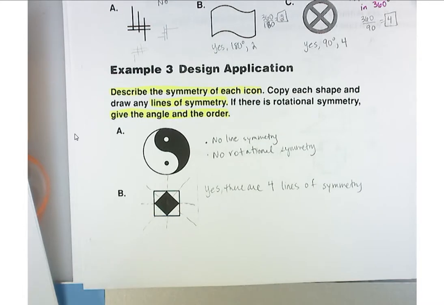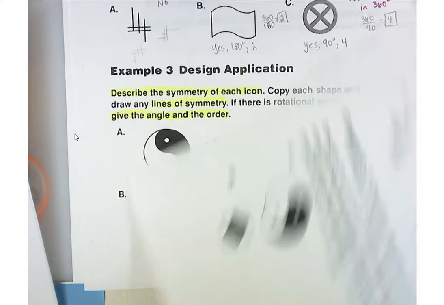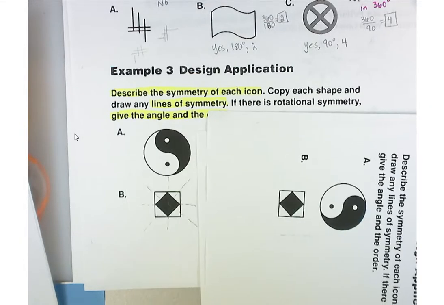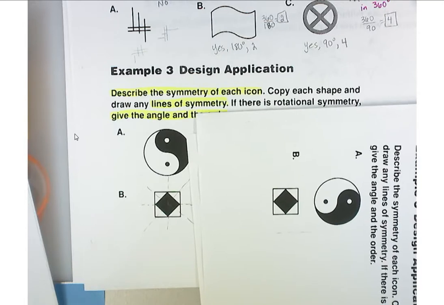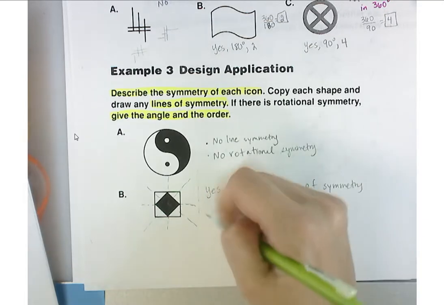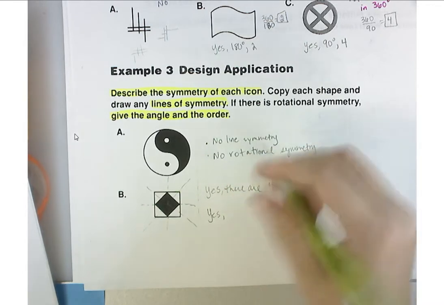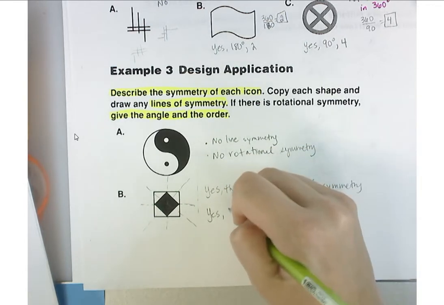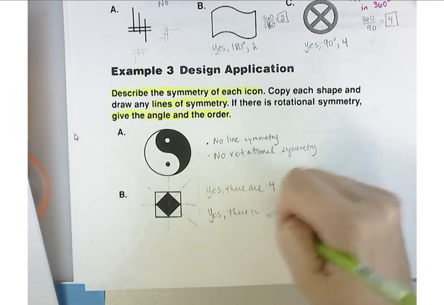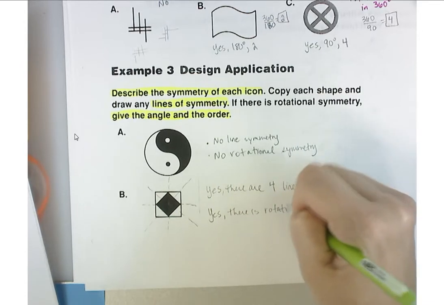Okay, and then let's talk about rotational symmetry. Remember, rotational symmetry means I could turn it and it would look the same. When I turn this 90 degrees, does it look the same? Yep. So this is going to be yes. There is rotational symmetry.